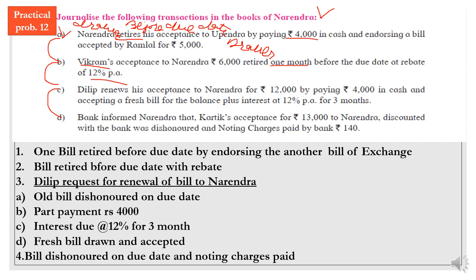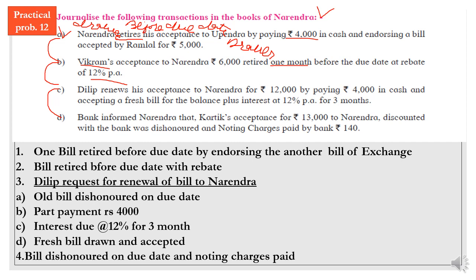The first transaction says one bill is retired, meaning Narendra's bill payable is settled by endorsing another bill receivable of his, the bill of Ramlal, and by giving cash of rupees 4,000. In the second transaction, the bill is retired before the due date with a rebate. We will do that entry.